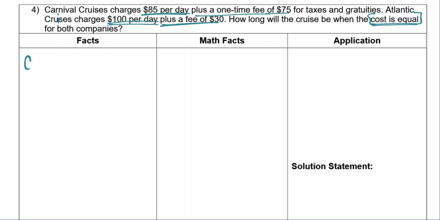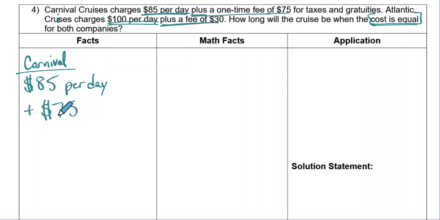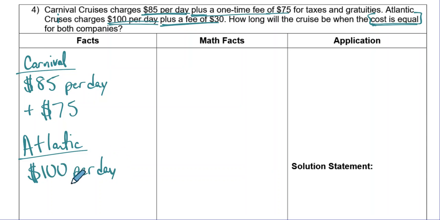So the first thing I'm going to do is just list out what information I have about these two cruise companies separately. So Carnival Cruises charges $85 per day plus a one-time fee, just plus $75. Whereas Atlantic charges $100 per day, but their fee is smaller. They're adding just $30 as a fee.